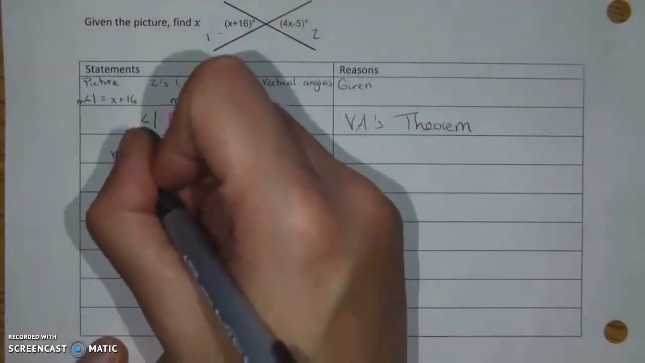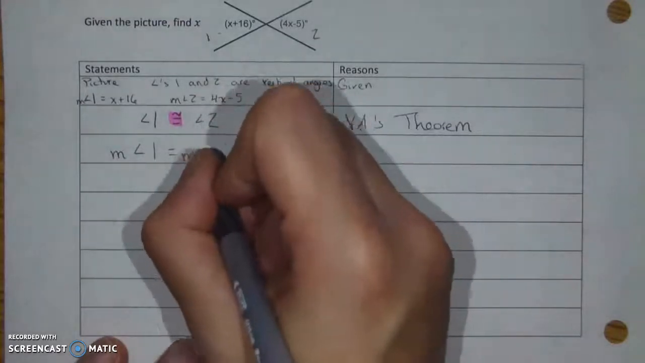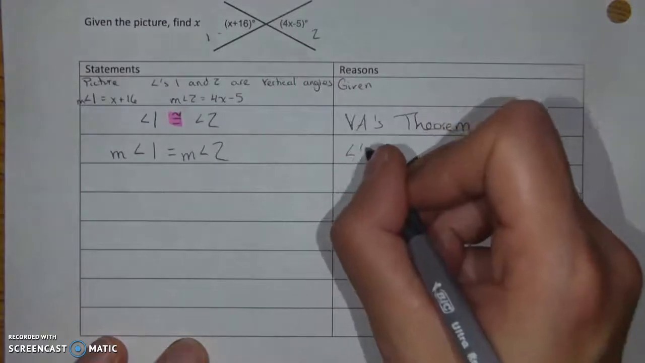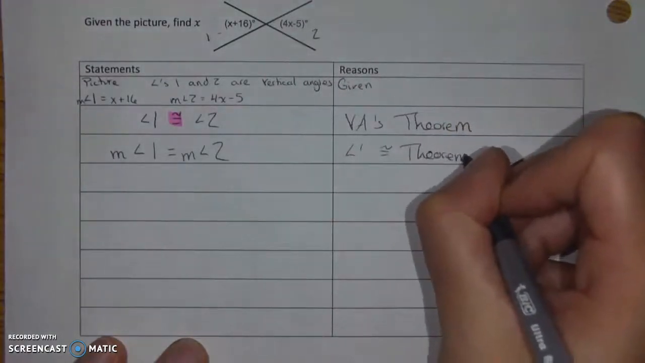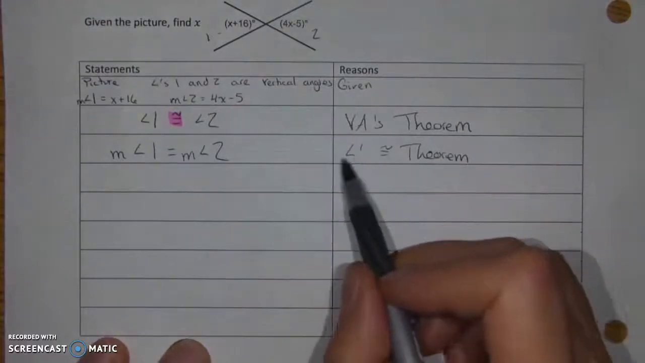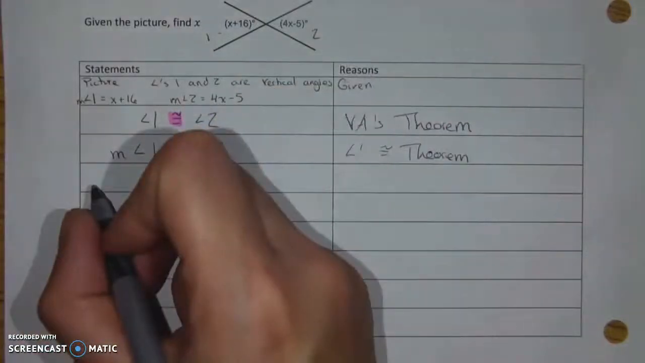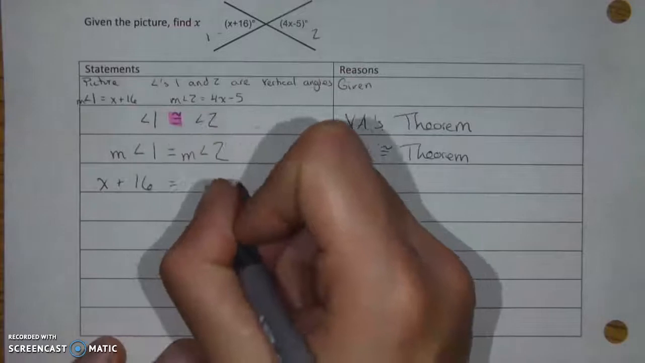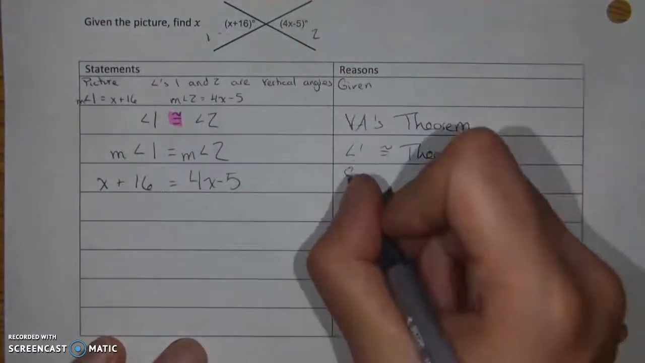And since I'm switching into a measure with equality, I'm going to include the little m in front of the angle sign. So I know I'm talking about the measure of the angle. So this is the angle congruence theorem. Please watch that you don't use segment congruence. We are not talking about segments here. So at this point, I can substitute. I'm going to substitute in x plus 16 for measure of angle 1 and 4x minus 5 for measure of angle 2.